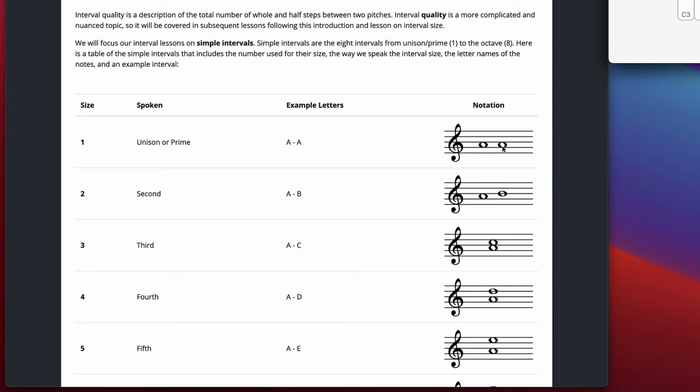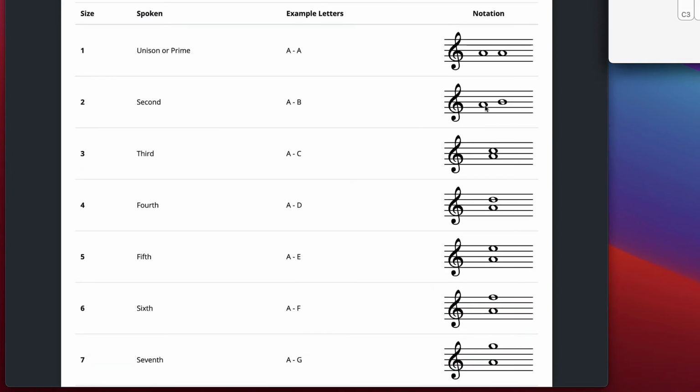So if you have two of the same note, for instance two people singing the same note or two different instruments playing the same note, they are at the interval of a unison or a prime. And if we're going to give it a number, we give it the number 1. A second just means we've gone from one letter up to the next letter or down to the next letter. So A to B or B to A is a second.